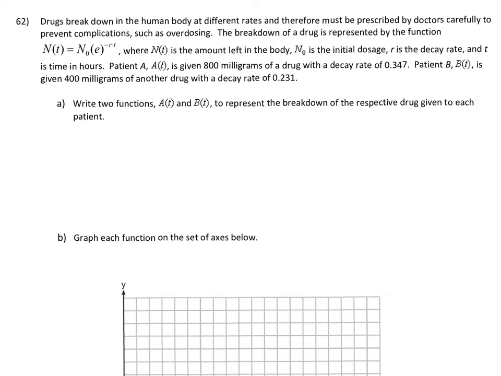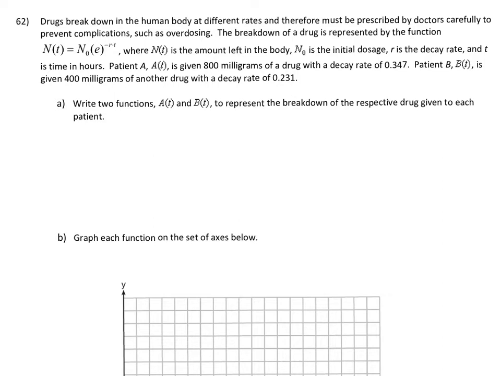Okay, and if you notice, doesn't this kind of look like the APERT formula, right? A equals P E to the R T power. So it's pretty similar. We have the negative because it's decaying. All right, patient A of T is given 800 milligrams of a drug with a decay rate of 0.347. Patient B of T is given 400 milligrams of another drug with a decay rate of 0.231.